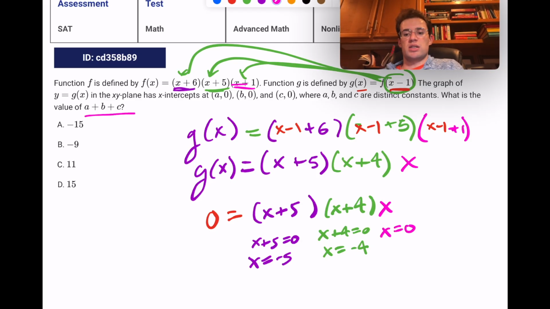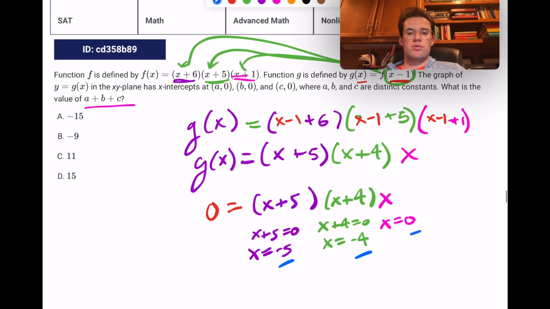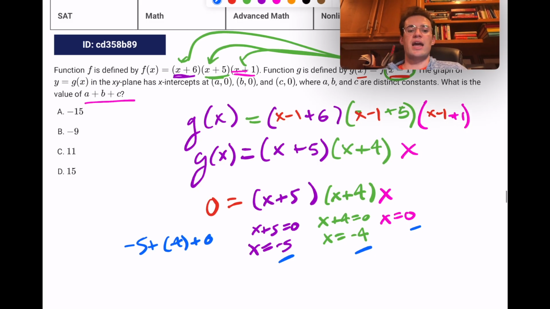Whenever you have something like this at front, that is one of your zeros as well. So a, b, and c, it doesn't matter which one is a, which one is b, and which one is c. You're adding them all up together. They're negative 5, negative 4, and 0. If we add those up, negative 5 plus negative 4 plus 0, negative 5 plus negative 4 is negative 9. Adding 0 doesn't change the value. So negative 9 is the sum. That would be b.